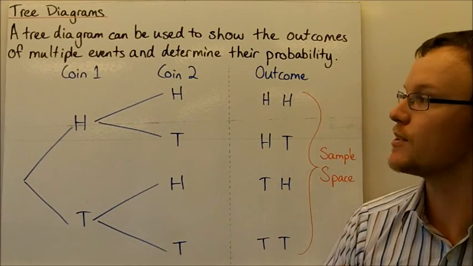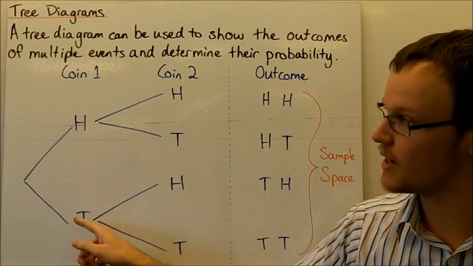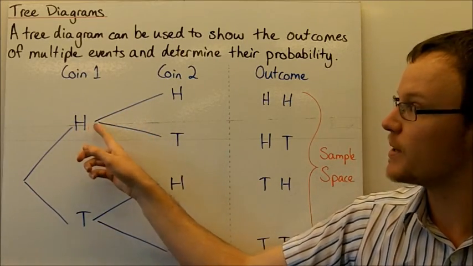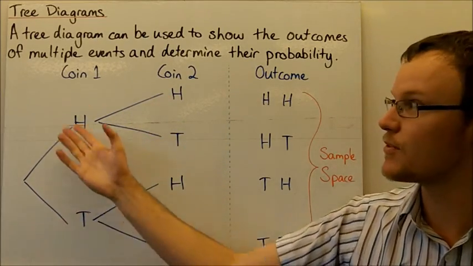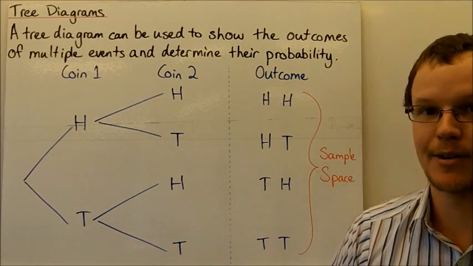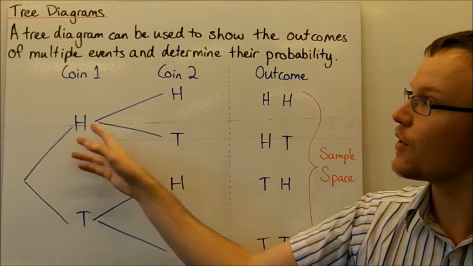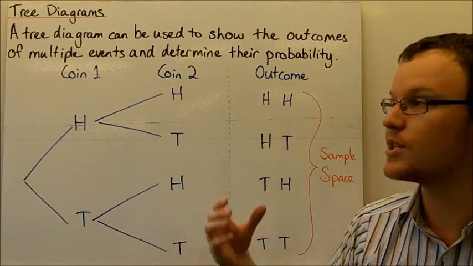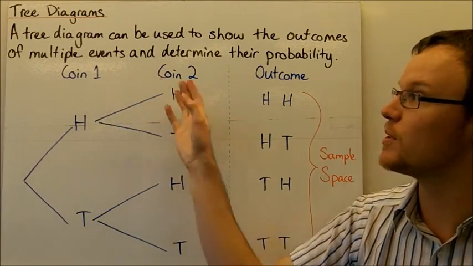So flipping the coin, the first two choices are heads or tails. Then the possible outcome from a head might be another head or tails from coin two. Once again, if the first coin has flipped to tails, then it might have been a head or a tail. So this allows us to list all of the possible outcomes from using multiple coins, being involved in multiple events.